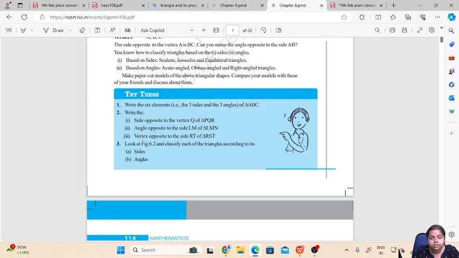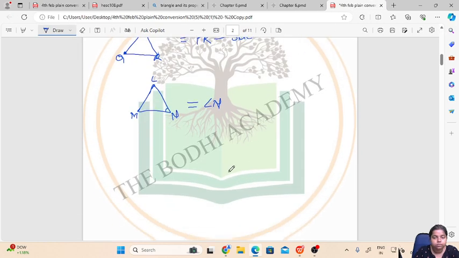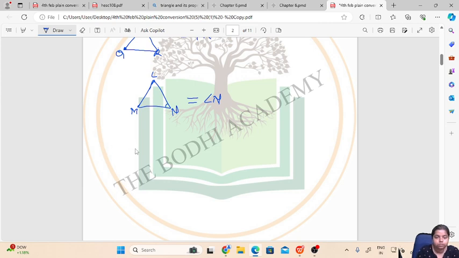Then what is the third question? The vertex opposite to the side RT of triangle RST. Here they have asked the vertex opposite to the side RT. RT is this side and the vertex opposite to RT is S. Okay, the answer is S.